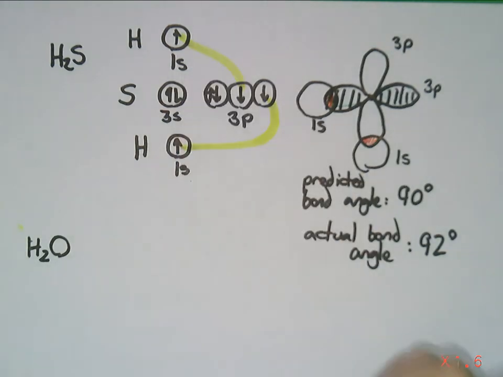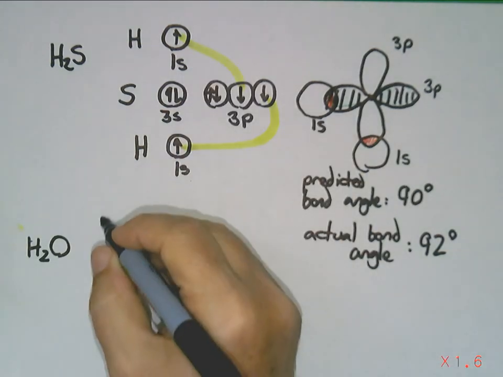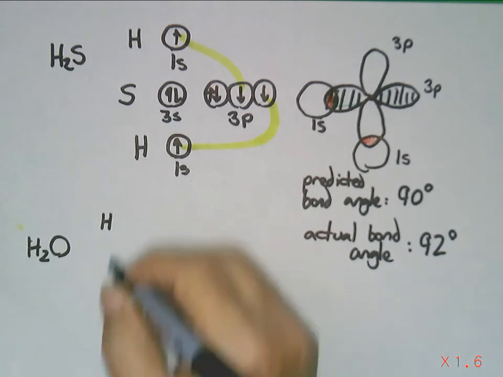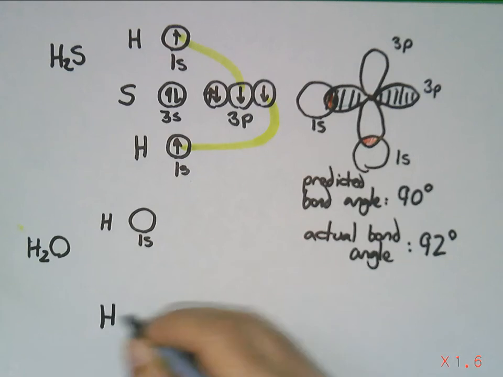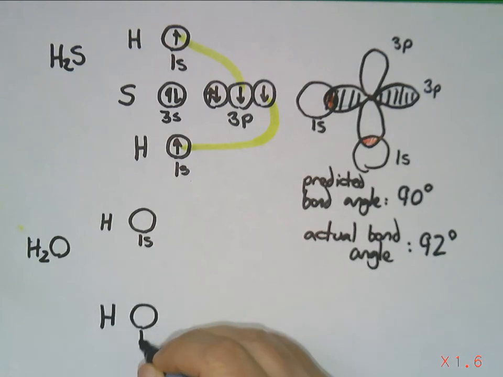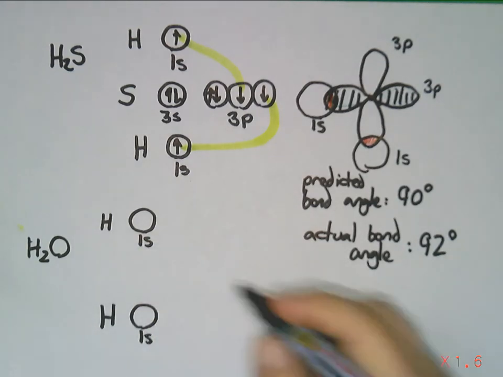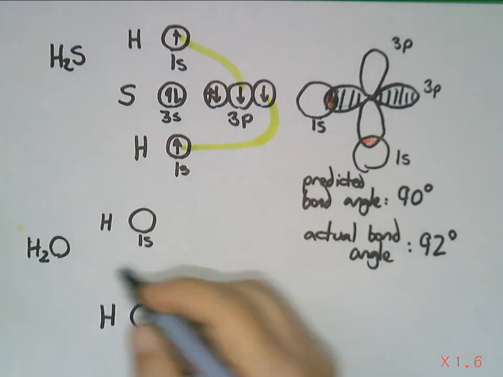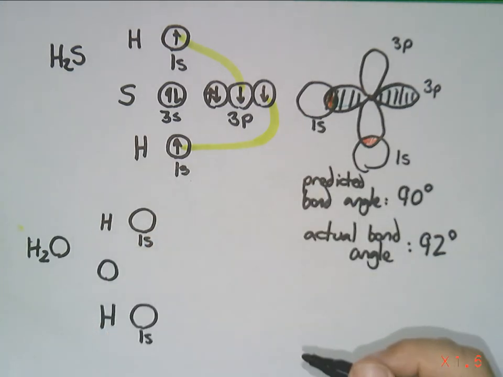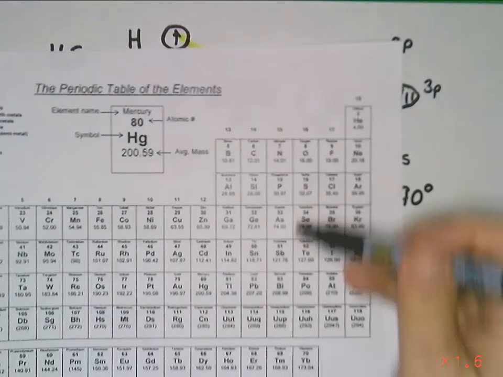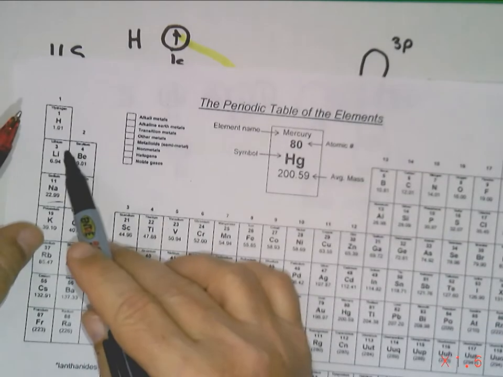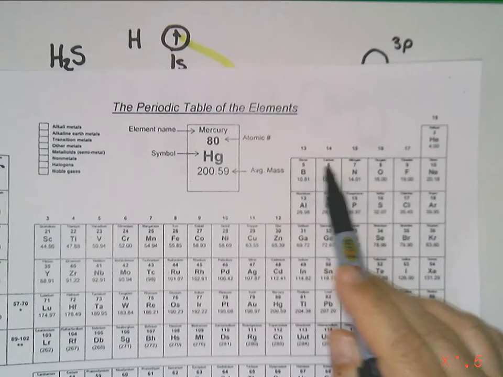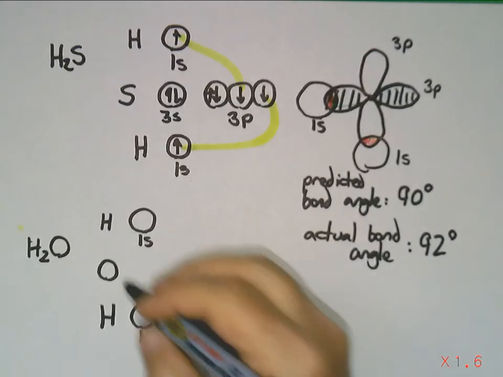I'm going to do the valence bond structure for water like this. I have two hydrogen atoms, and they each have a 1s orbital. And then I'm going to put the oxygen valence shell configuration in here. Oxygen is right above sulfur. It's got a 2s2, 2p4 configuration.